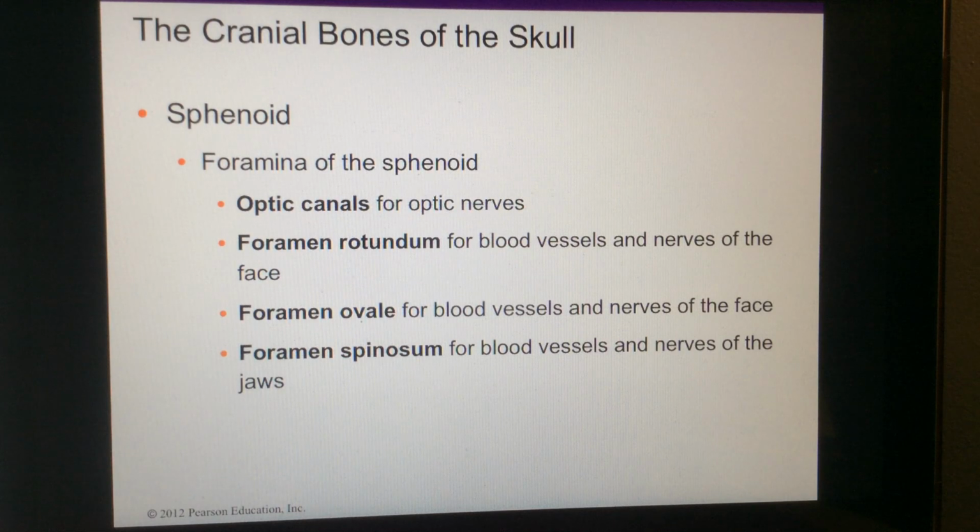So rotundum is going to be more of the forehead. Ovale is going to be the middle part of the face near the cheeks. And spinosum are for these smaller blood vessels and nerves of the jaw.